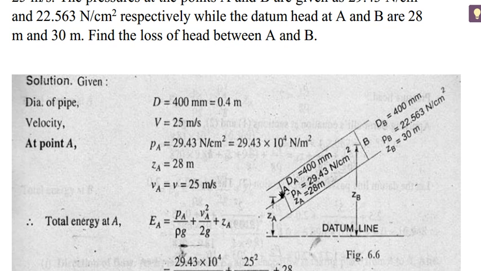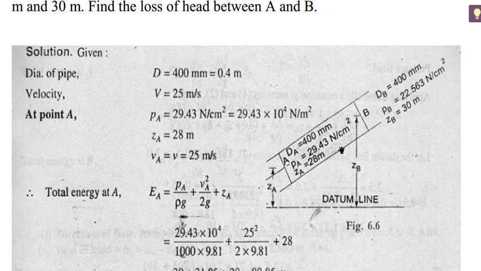This is the first point, which is at a height of 28 meters from the datum line, and this is the second point, which is at a height of 30 meters from the datum line. We know pressure at point 1 and pressure at point 2, and velocity will remain the same since the pipe diameter is not changing. From the continuity equation, a1 v1 equals a2 v2. If the cross sectional area is constant, velocity will not vary. So v1 equals v2 equals 25 meter per second.